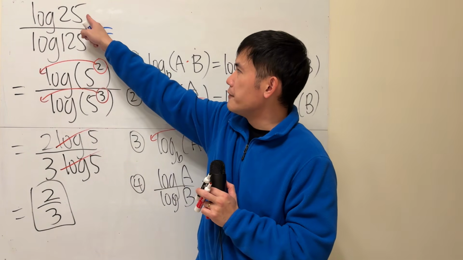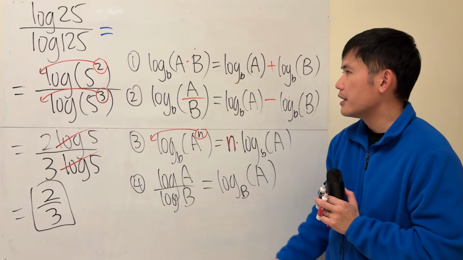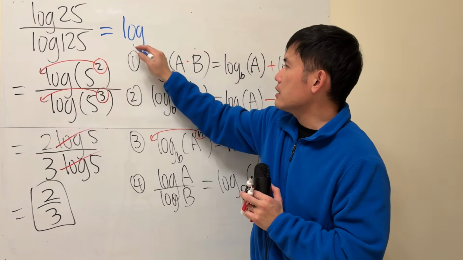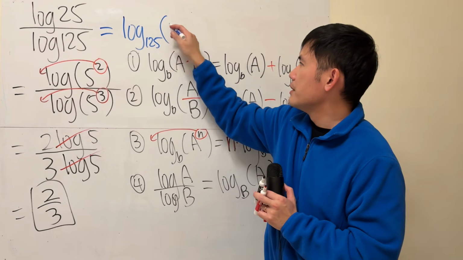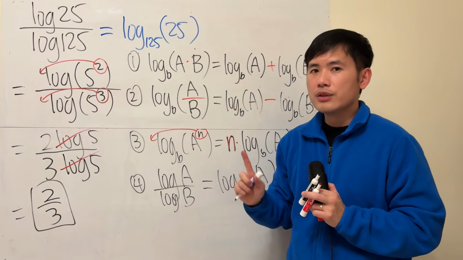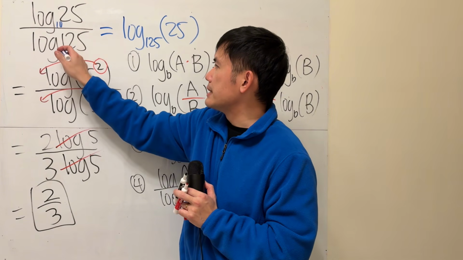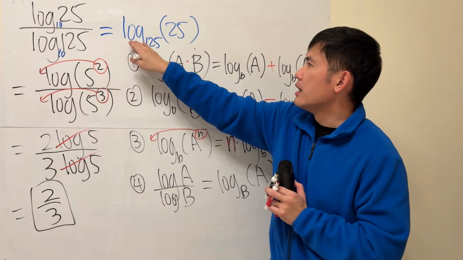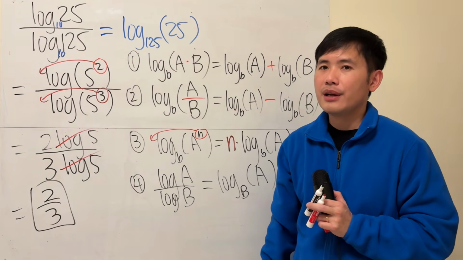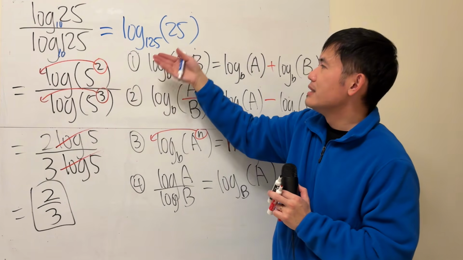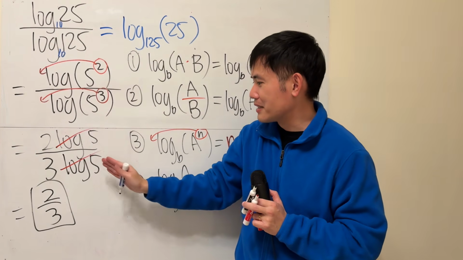Here the A is 25 and the B is 125. So applying this idea here, we get log, and this number goes to become the base, and then the 25 is inside. So notice here, originally we have just log. It technically means we have log base 10. But now we get log base 125, and then the input is 25. However, if you go from here to here, this question is just as hard as that. So you might as well just go like this, like this, like this, like that.